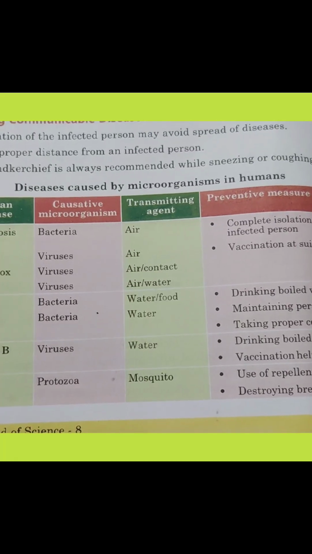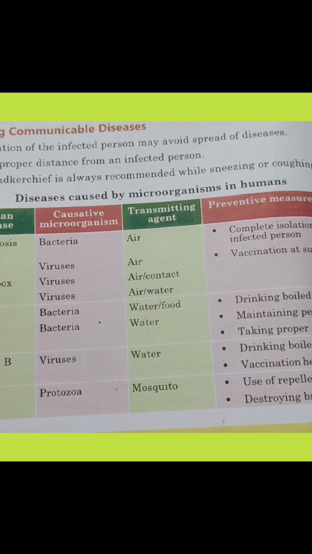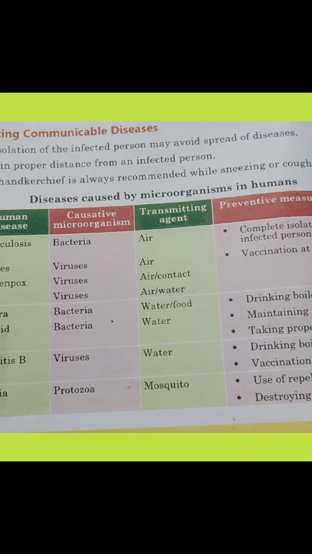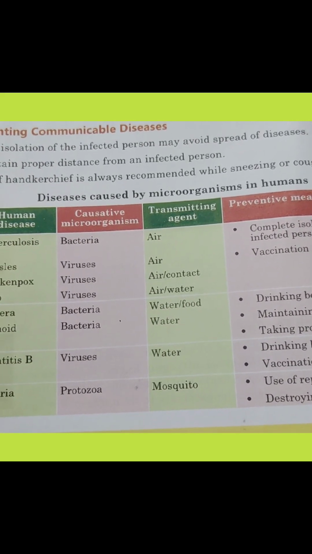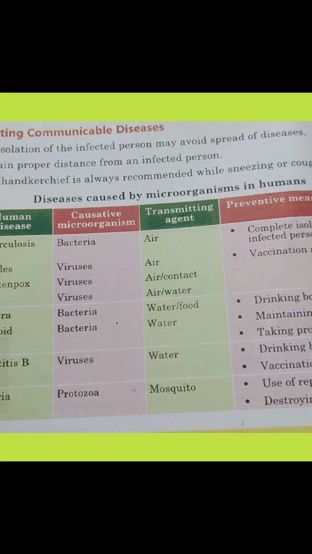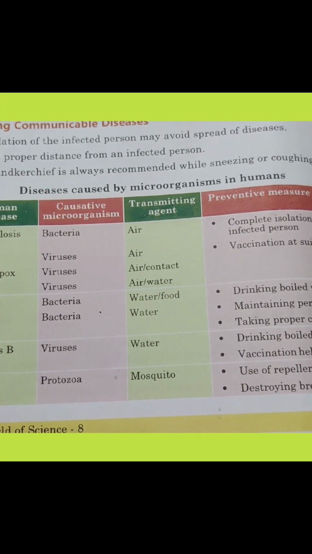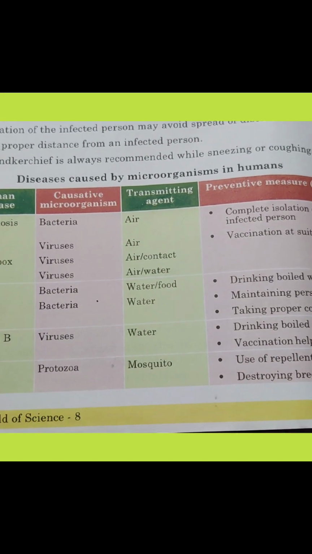Today I am going to discuss diseases caused by microorganisms in humans and plants. First of all, I would like to discuss about human. Tuberculosis is caused by bacteria, transmitting agent air, and preventive measures are complete isolation of the infected person.